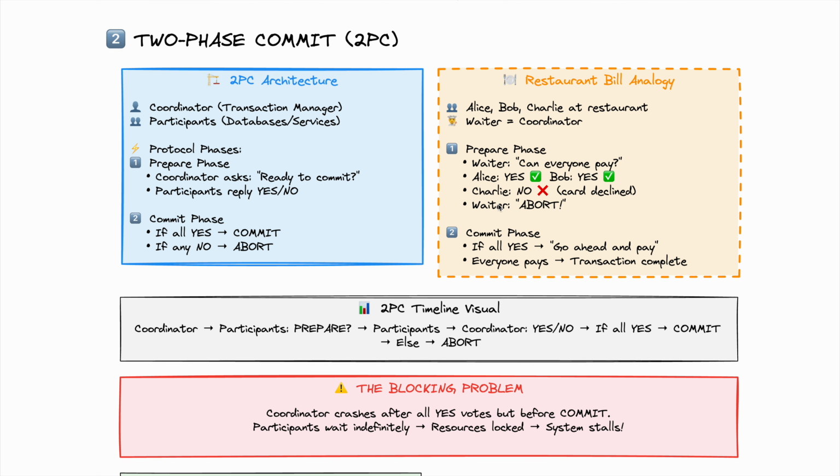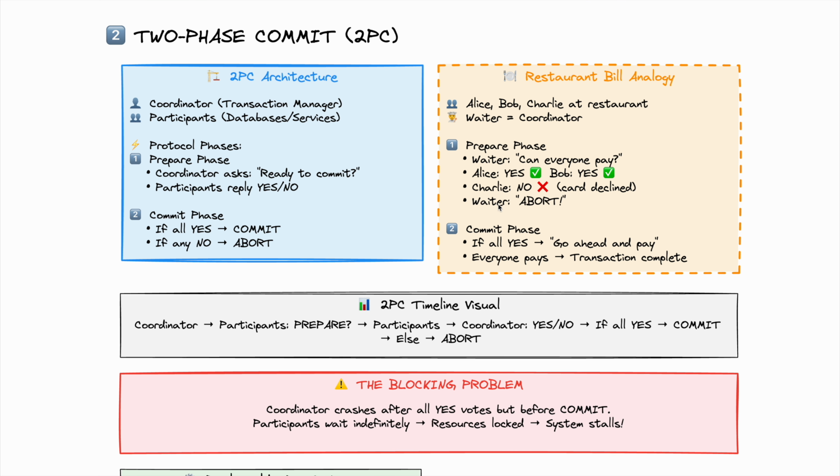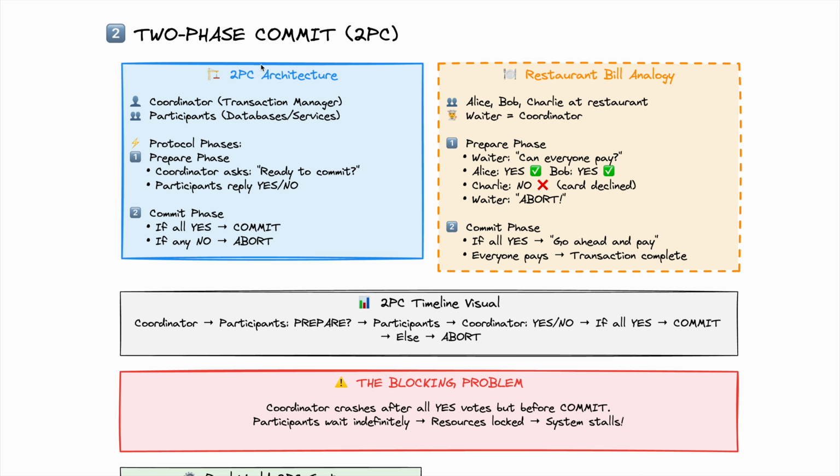Let's take a look at the first protocol that we use in distributed transactions, which is 2PC, or the two-phase commit protocol. What does that mean? In the 2PC architecture, we have a coordinator and we have participants. The coordinator is a transaction manager, and participants are databases and services.